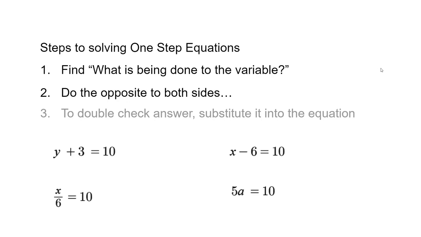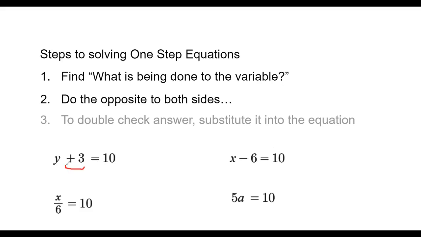I will give you an example of that when we go through the problems on the next page. But here are some example equations that are one-step equations, and let's look at what is being done to the variable in each case. In this example, y plus 3 equals 10, we are adding 3 to y. So we would want to do the opposite of that to both sides. The opposite of addition is subtraction, and we would subtract 3 from both sides. So we would subtract 3 here, and we would subtract 3 there.